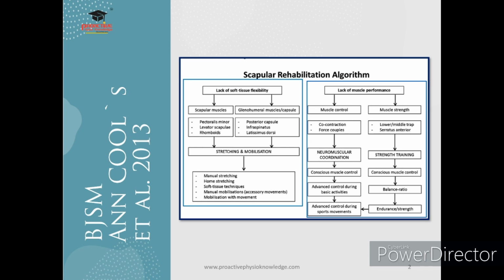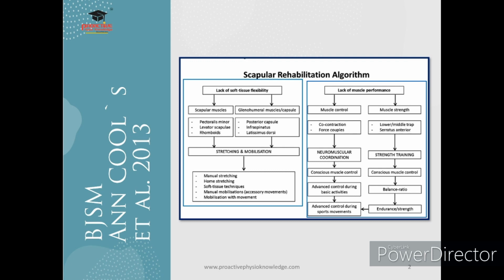So on the right side, under lack of muscle performance, there is muscle control as well as muscle strength. What do we mean by muscle control? It means that the muscles are good enough to generate power, but they fail to work in a synchronized manner. Muscle strength means they know how to work together, but are not able to bear the load they are supposed to bear during the functional task.